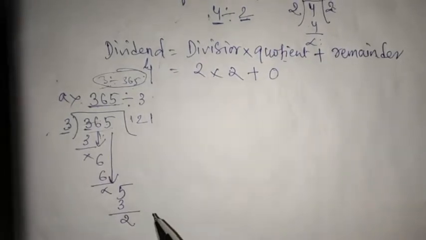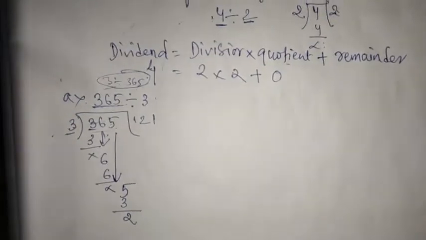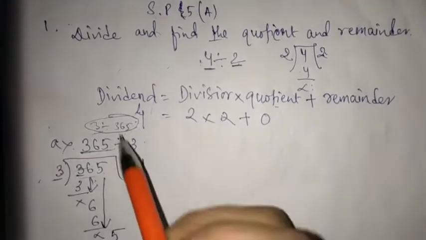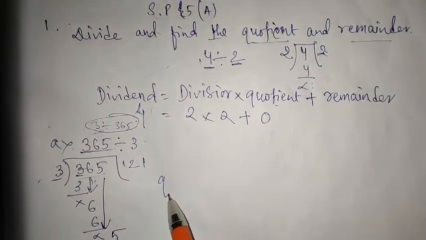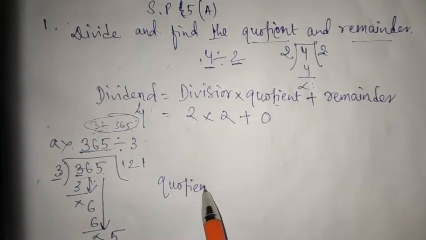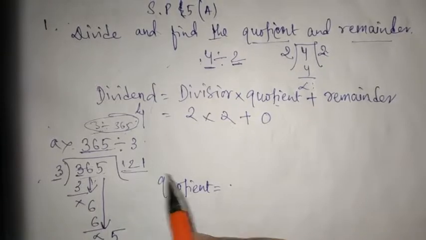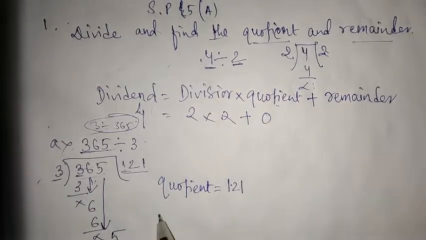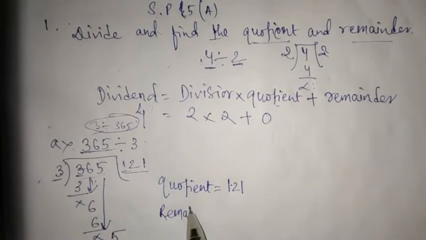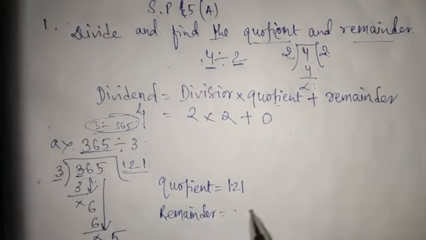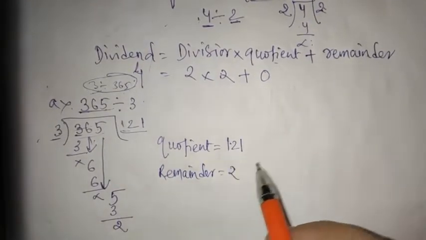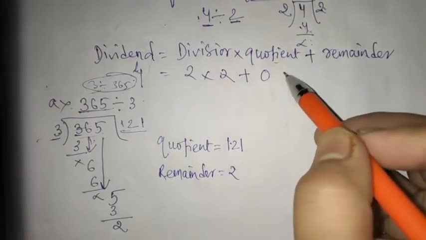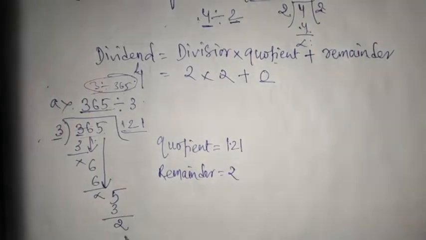So what is the question? Your actual question was what? Divide and find the quotient and remainder. What is the quotient? The quotient is 121. Your remainder is, you need to write this, okay? You may write Q or R also, no problem. What remainder did you get? 2. But in the earlier case, what remainder did you get? 0, no? So in this case you got 2.